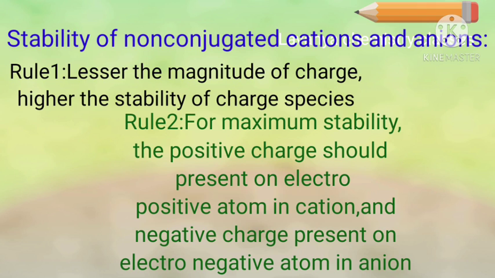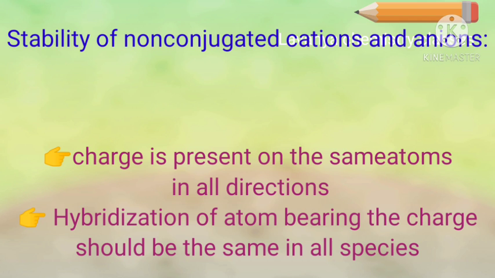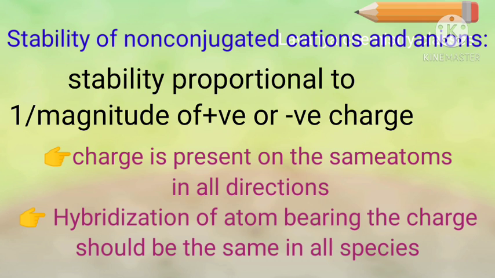Rule 2 is, for the stability of non-conjugated cations and anions, for maximum stability, the positive charge should be present on an electropositive atom in a cation, or the negative charge should be present on an electronegative atom of an anion. These rules can be used in those cases where the hybridization of the atoms bearing the charge is different. The stability of cation 1 and third one, and second one and third one, can be compared by this rule.